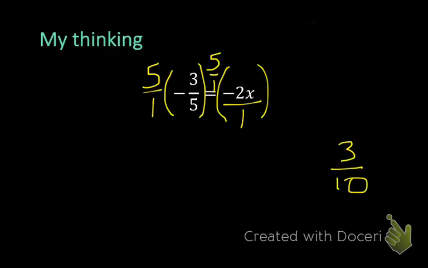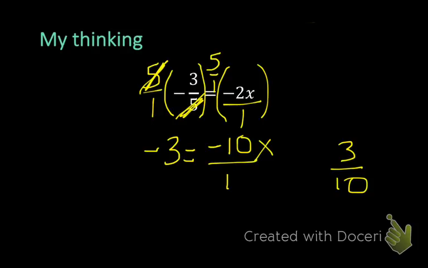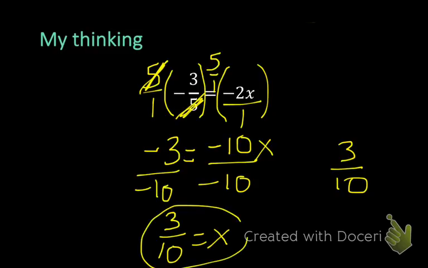5/1 times -3/5. Well, I can cancel. The 5's cancel. So I'm left with just -3 equals 5 times -2x, which is -10x. Now I have no fractions to deal with, and this problem becomes a lot easier. Divide both sides by -10. A negative divided by a negative is a positive, so 3/10 equals x. That is why clearing the fraction is sometimes easier.